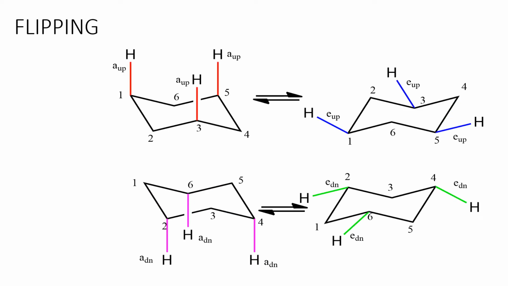So if you look at the flipping mechanism of this one, the 1, 3, 5 axial up will end up as equatorial up whenever it is flipped. Likewise, the 2, 4, 6 axial down will end up as equatorial down. So the up will go to the up and down will go to the down when it is flipping.